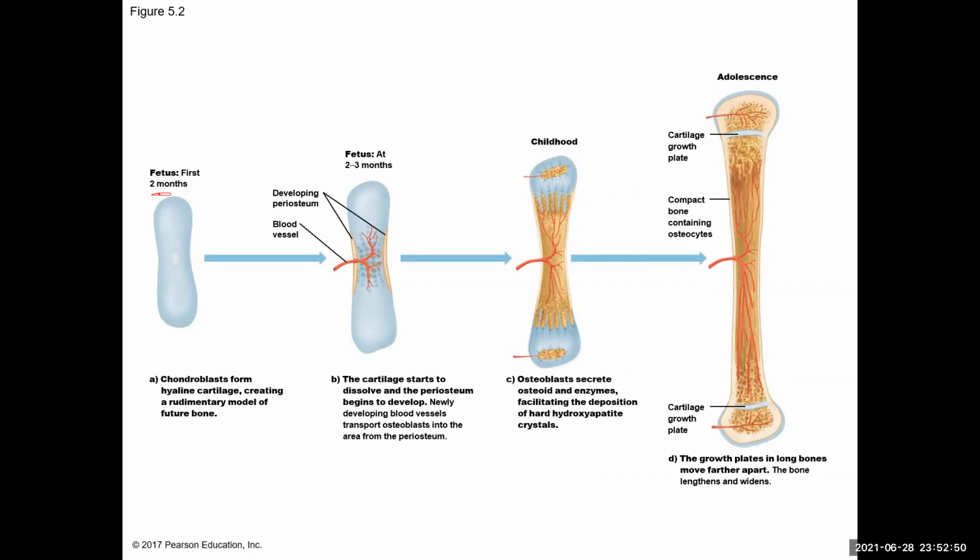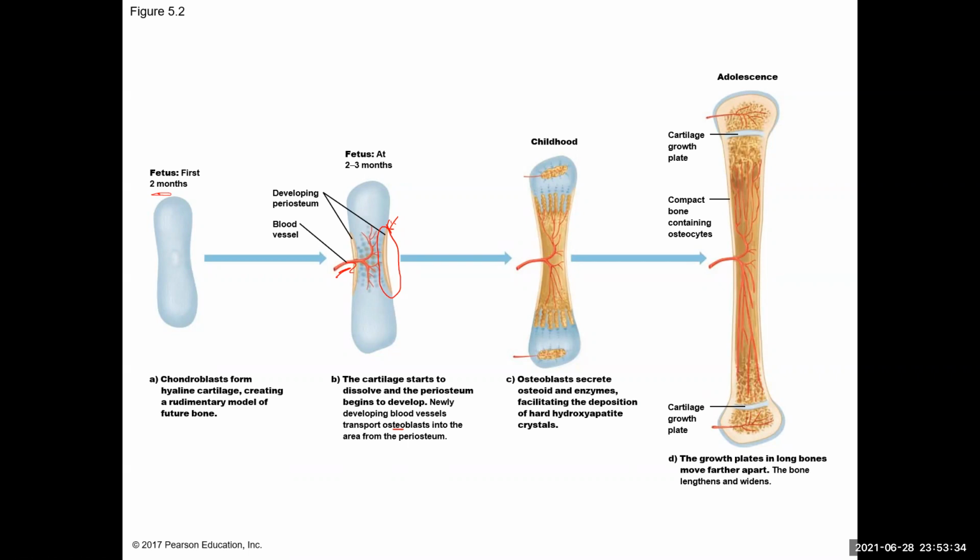And that cartilage will have osteoblasts come in later on in the fetal development and start to replace that cartilage with bone, which you can see here. And you also can see that this bone now has a blood supply that is transporting those osteoblasts into the particular area where they're going to start making bone from the periosteum. And remember that periosteum is that thin layer that is on the outside of the bone structure.